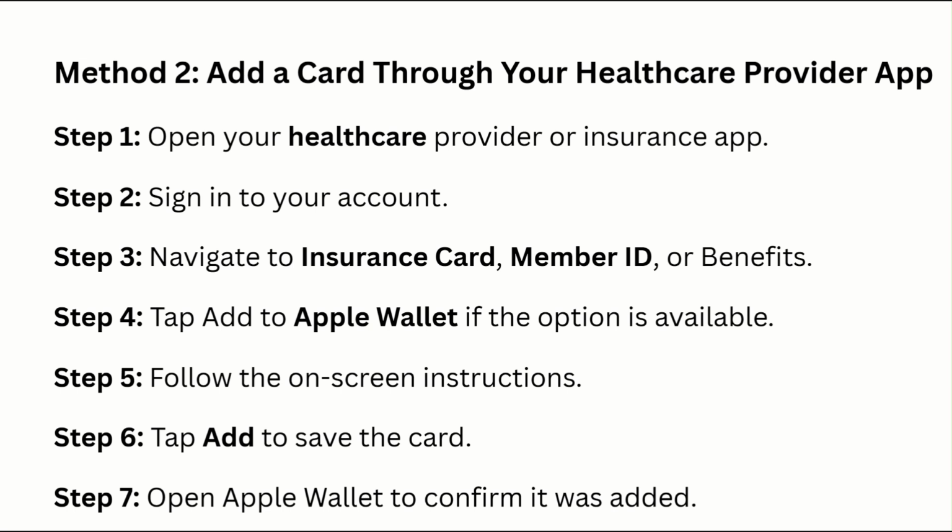Method 2. Add a card through your healthcare provider app. Step 1. Open your healthcare provider or insurance app. Step 2. Now sign into your account. Step 3. Then navigate to insurance card, member ID, or benefits.